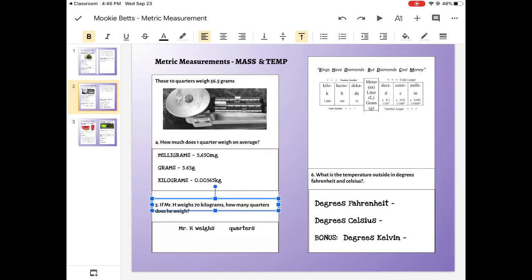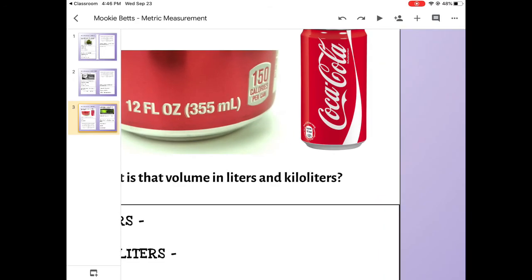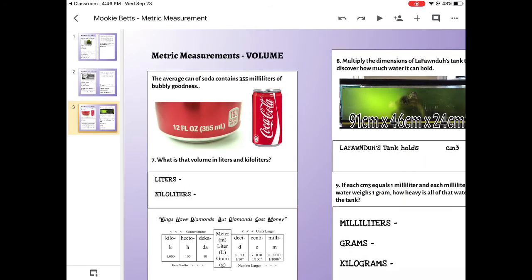So tomorrow's really easy. Friday, also not that bad. So most soda cans are roughly 355 milliliters. To turn that into liters, we need to decimal hop again or divide milliliters by 1,000. To turn it into kiloliters, we need to divide it by 1,000 again or decimal hop 3 times.